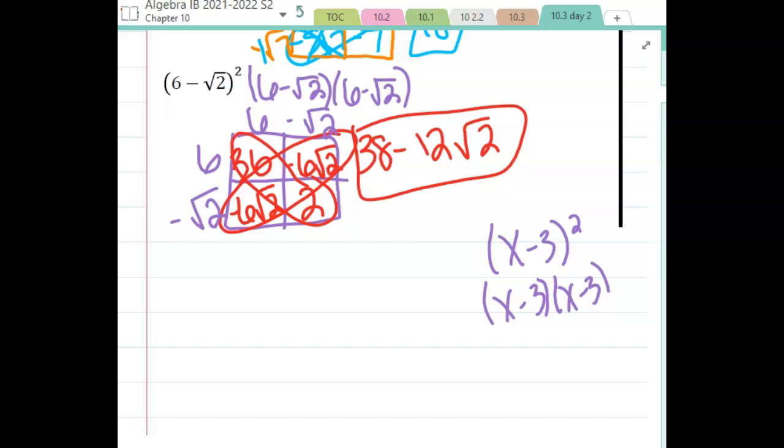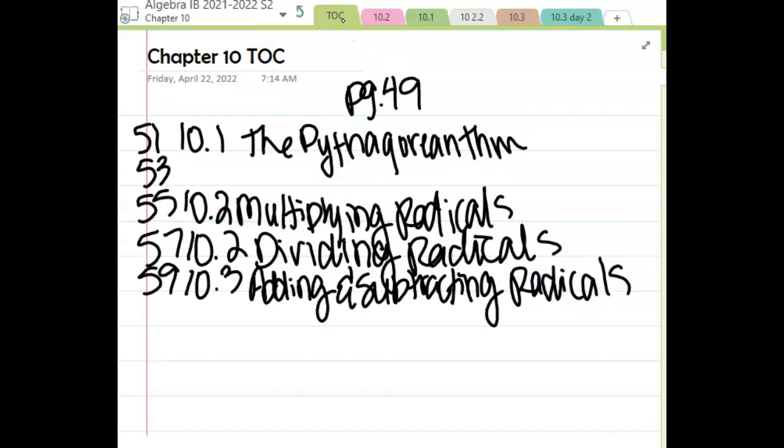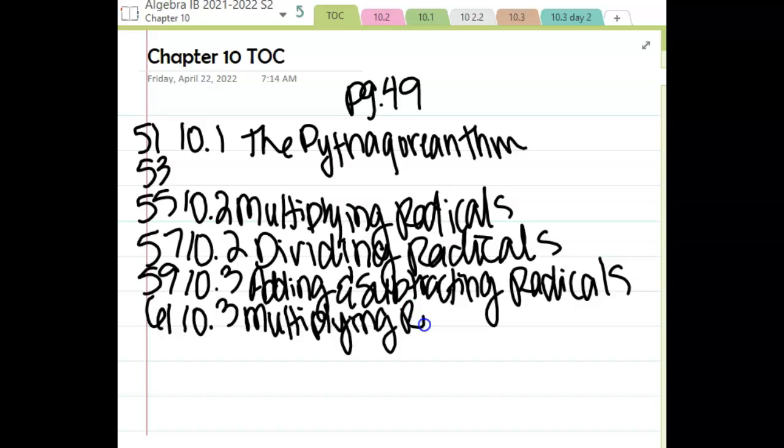Okay, let's get this glued into page 61. This is still section 10.3, and we are multiplying radical expressions.